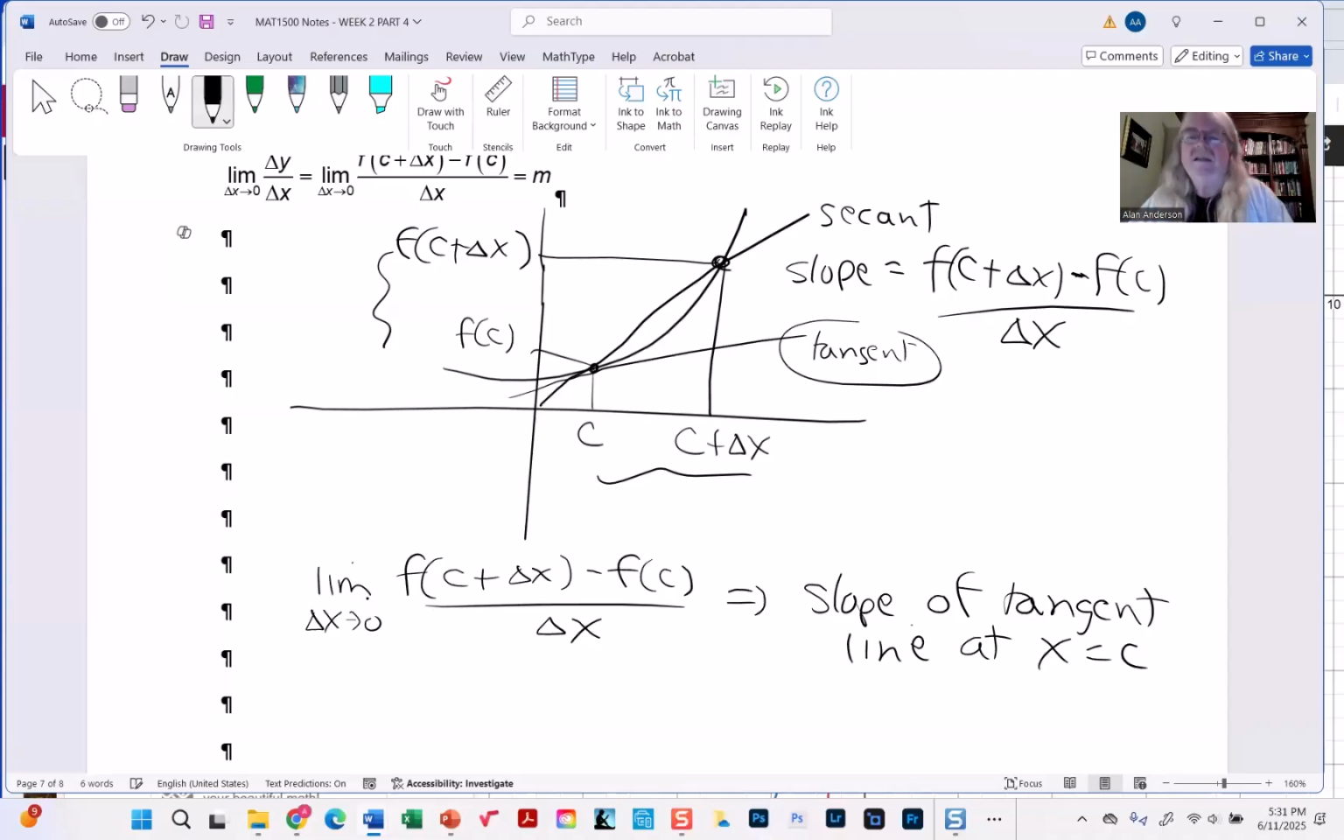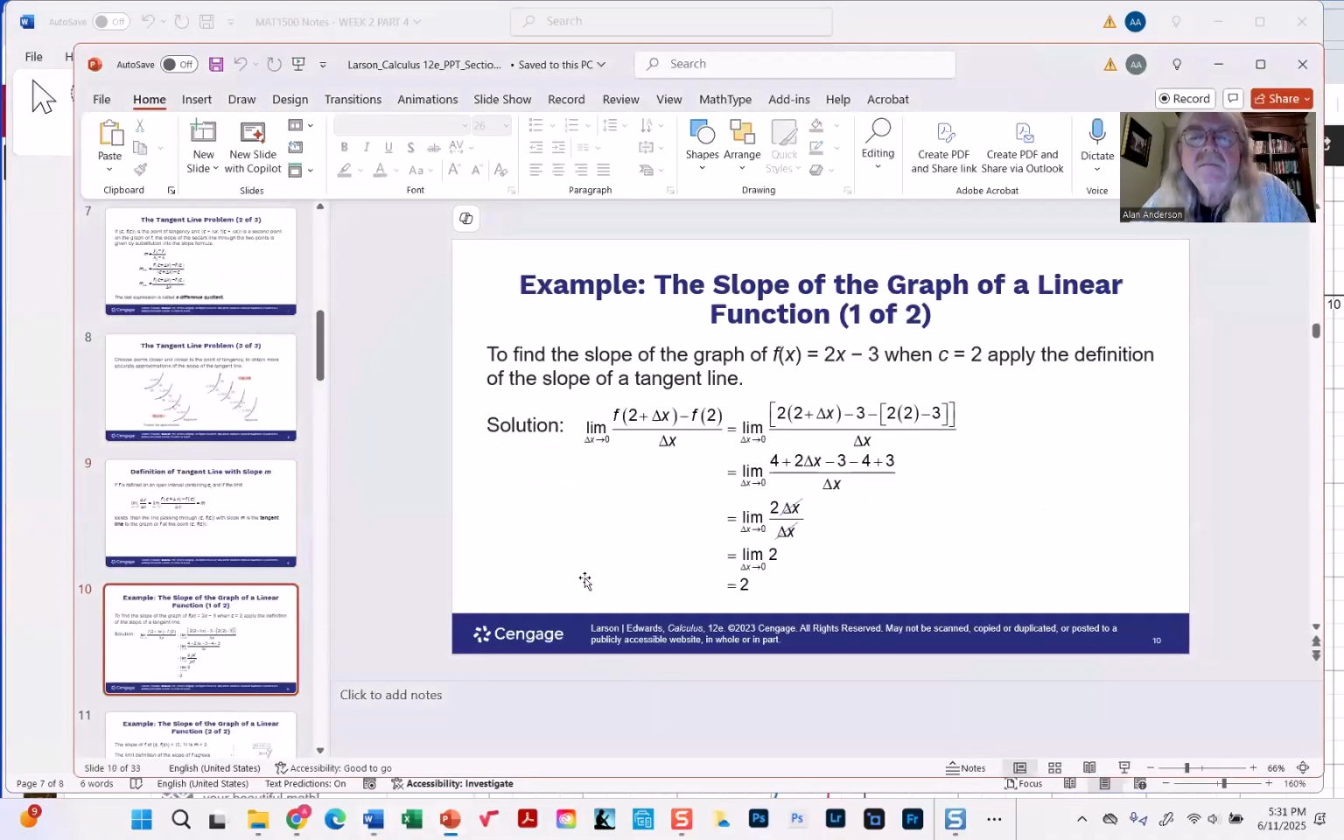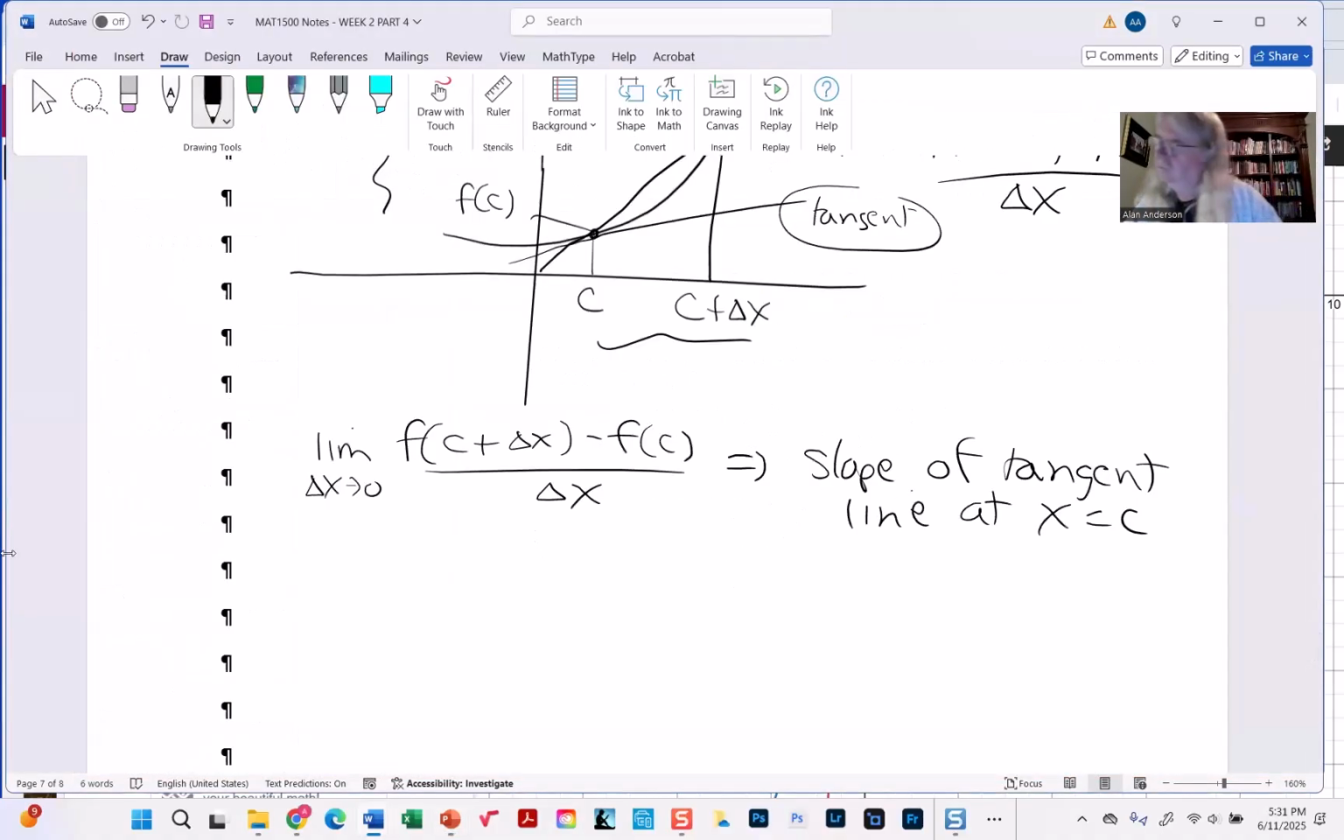Okay, great. Now, of course, we can't actually do this calculation without knowing the function. So they're going to give us the function 2x minus 3. c is 3. Sorry, no, it's 2. Okay.